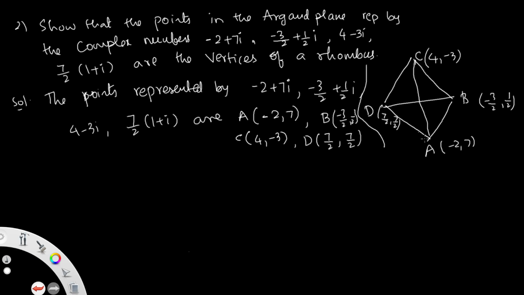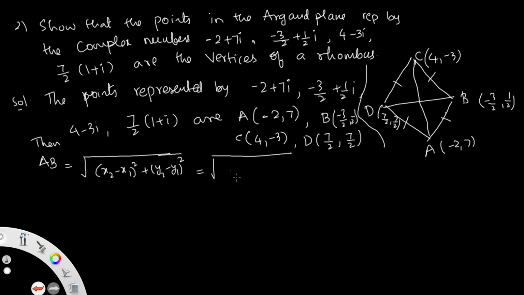To prove a rhombus, all the sides should be equal and the diagonals should not be equal. So AB, BC, CD and AD should be equal. First find the distance between the points, that is AB. The distance formula is root over (x2 minus x1) whole square plus (y2 minus y1) whole square. AB, BC, CD and AD must be equal. So let us find AB.